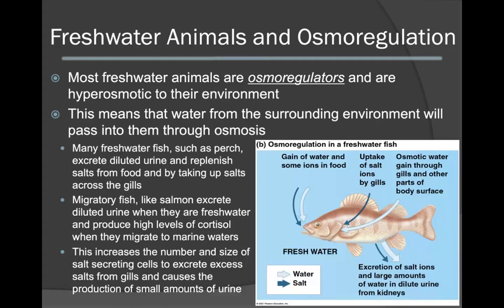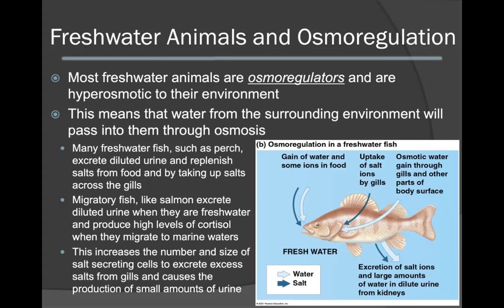Freshwater animals, on the other hand, are osmoregulators and are typically kept hyperosmotic to their environment. This means that water from their surrounding environment will constantly pass into them through osmosis. As a result, there are many accommodations that these organisms have. For instance, freshwater fish, such as perch, can excrete highly diluted urine to accommodate for this excess water. They replenish salts from food and by uptaking salts from across the gills as water passes over.